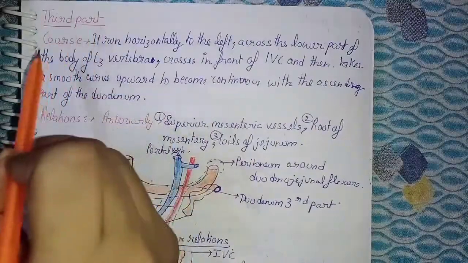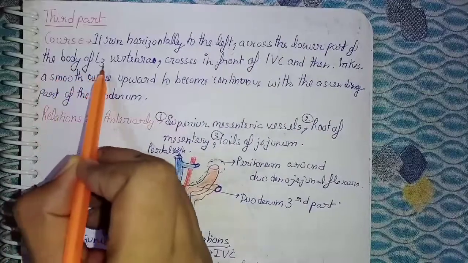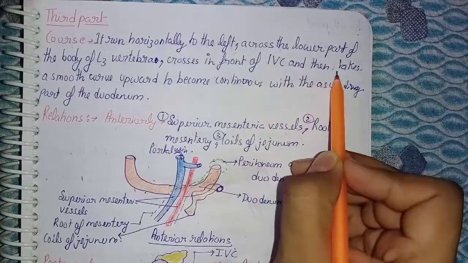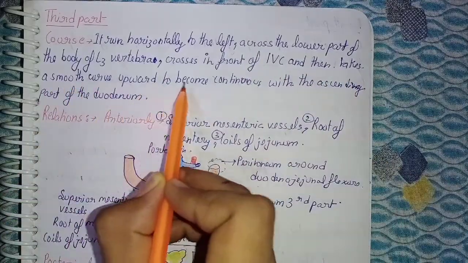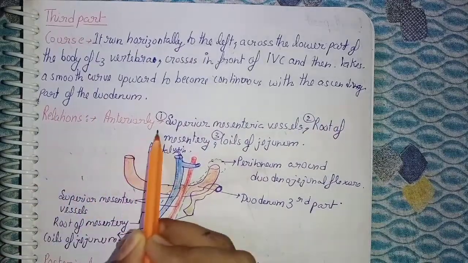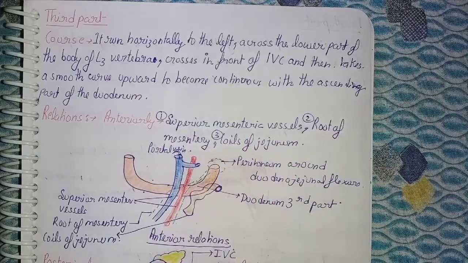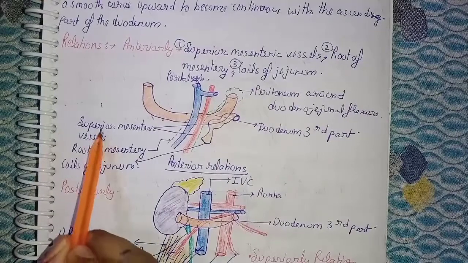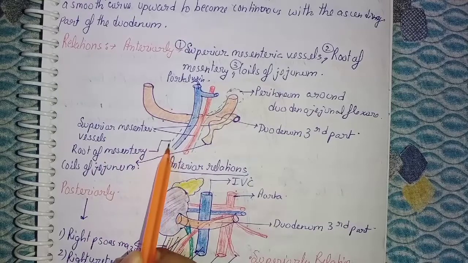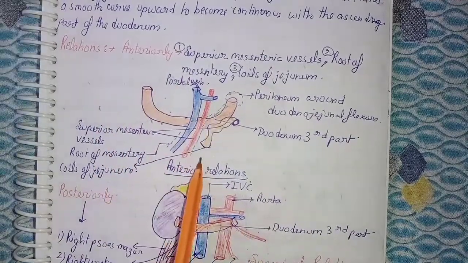Now coming to the third part of duodenum. Its course is that it runs horizontally to the left across the lower part of the body of lumbar 3 vertebra, and it crosses in front of the inferior vena cava and then takes a smooth curve upward to become continuous with the ascending part of duodenum. Its relations, anteriorly: superior mesenteric vessels, root of mesentery, and coils of jejunum. As you can see in the diagram, these are the superior mesenteric vessels, this portion is the root of mesentery, and these are the coils of jejunum. These are the anterior relations of the third part of duodenum.